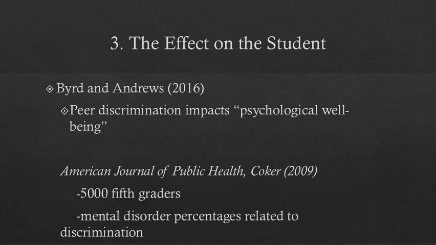We previously talked about how the discrimination from adults affects the student and their grades, but now we discuss how peers' discrimination impacts mostly their psychological well-being. So there's a journal, the American Journal of Public Health, that did a study on 5,000 fifth graders and found that mental disorders relate to their grades dropping.